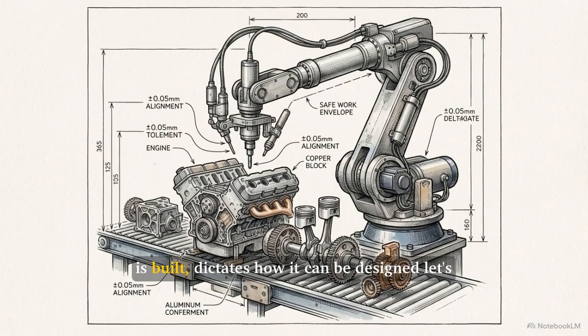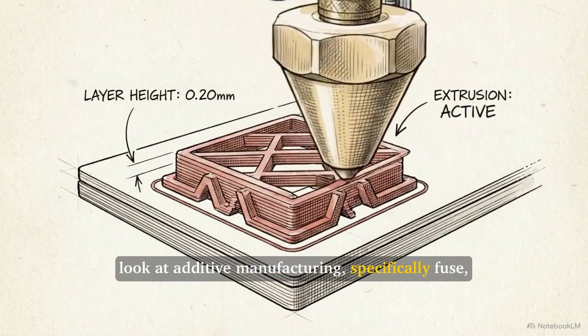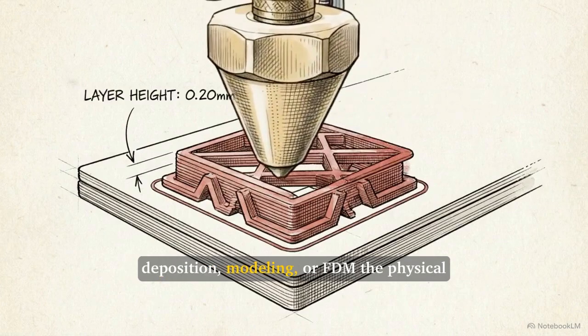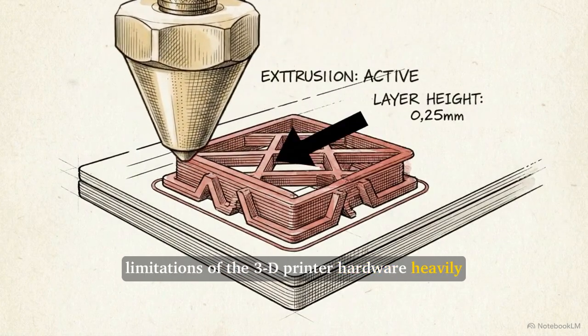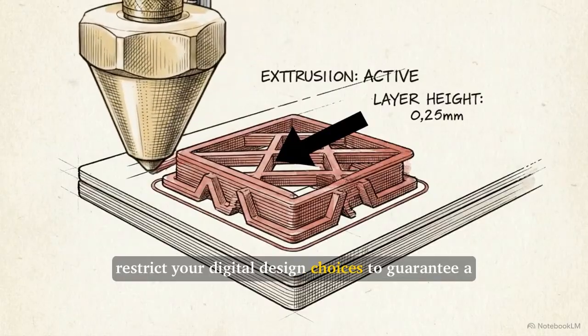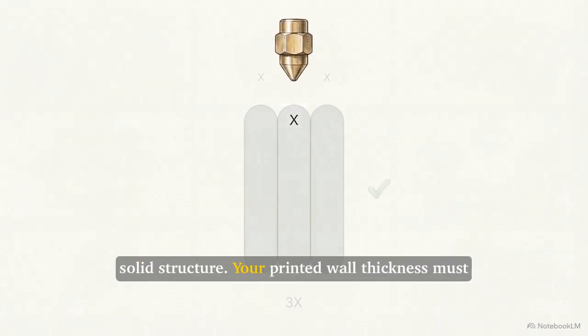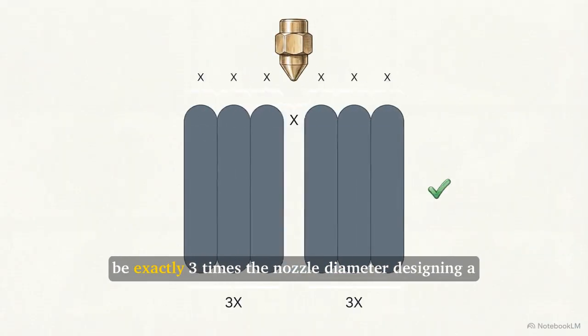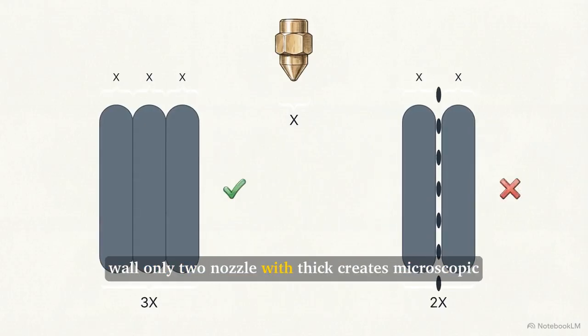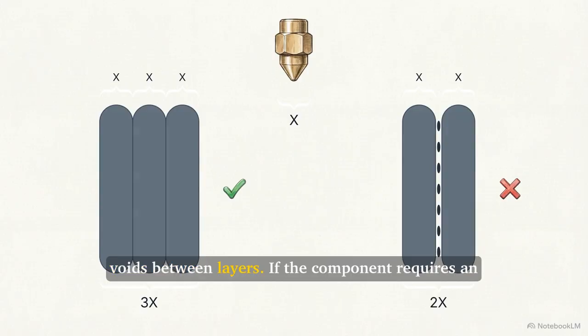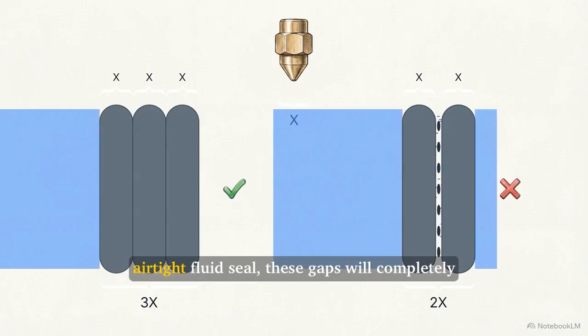How the part is built dictates how it can be designed. Let's look at additive manufacturing, specifically fused deposition modeling, or FDM. The physical limitations of the 3D printer hardware heavily restrict your digital design choices. To guarantee a solid structure, your printed wall thickness must be exactly 3 times the nozzle diameter. Designing a wall only 2 nozzle widths thick creates microscopic voids between layers. If the component requires an airtight fluid seal, these gaps will completely ruin it.